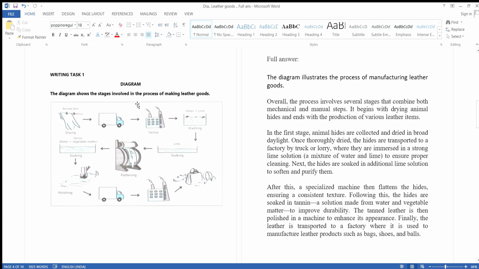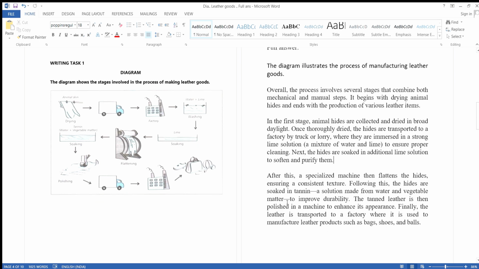Now this is the development. It is not stated here, the process what for it is done. But that is our development. The rough animal skin is being put in this solution for clear washing. Next, the hides are soaked in additional lime solution to soften and purify them. Again, to soften and purify them is for the development of that particular statement.